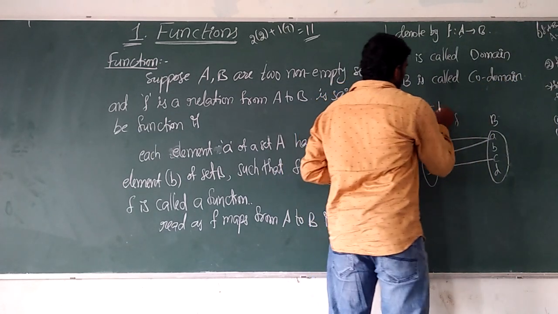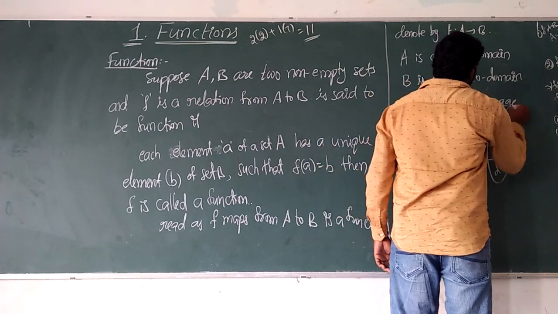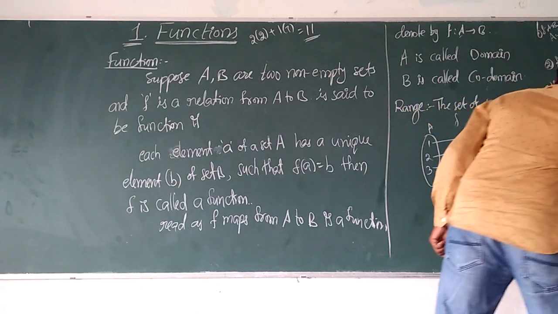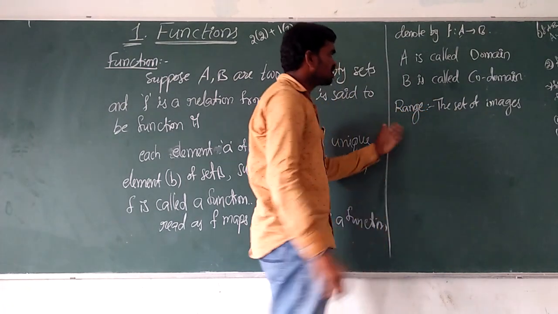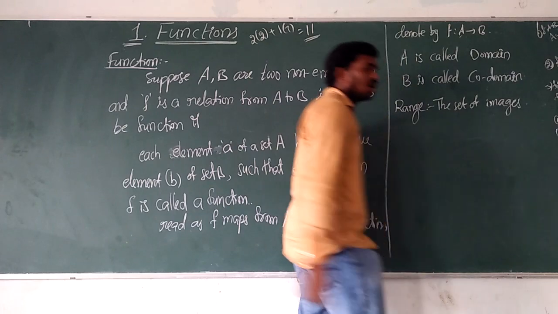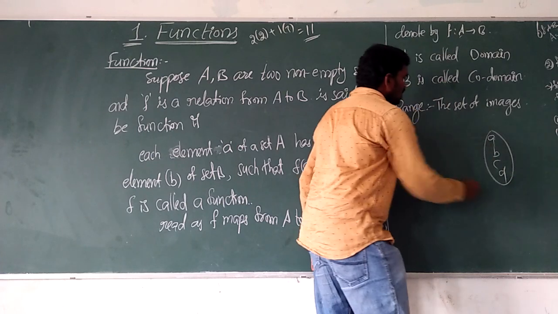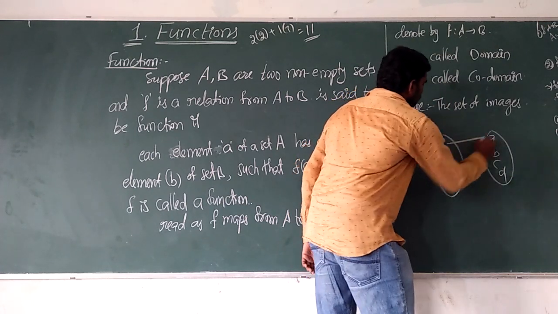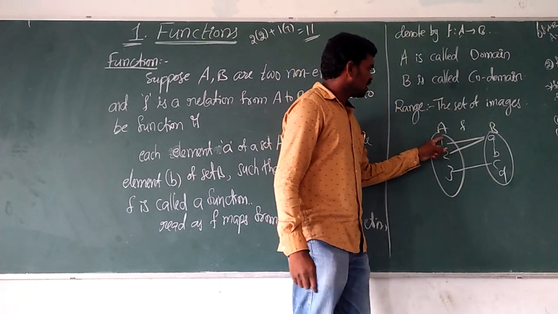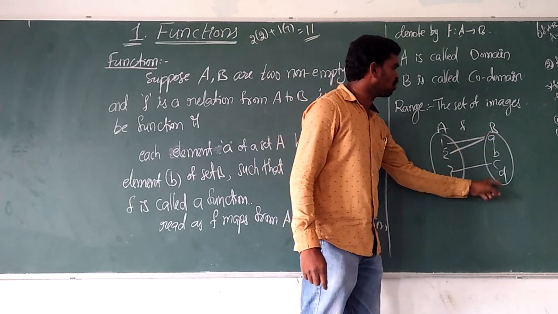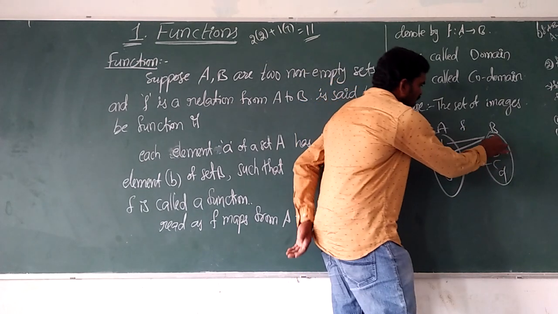So range means the set of images in B. Always, range means the set of images. That's it. It's called range. Codomain means what? A, B, C, D is the codomain. This is a function. A is called domain, B is called codomain. B means what? A set of A, B, C, D. But what is range? Set of A comma C.